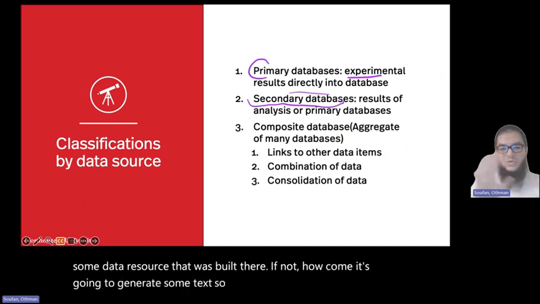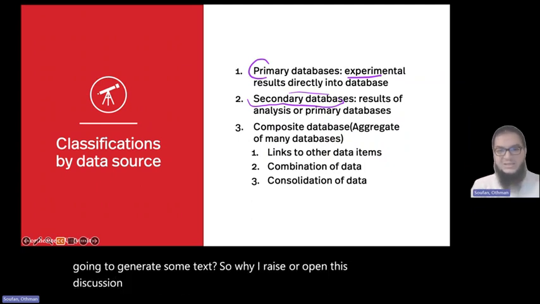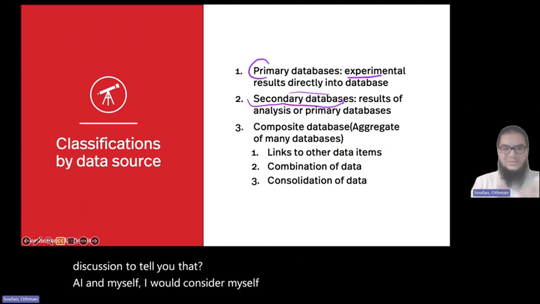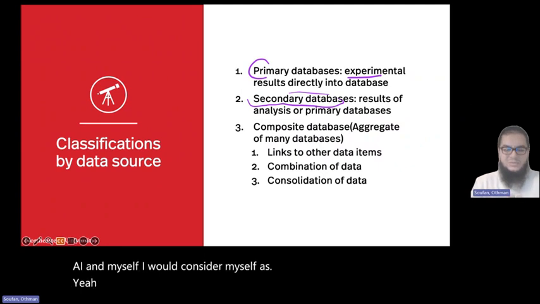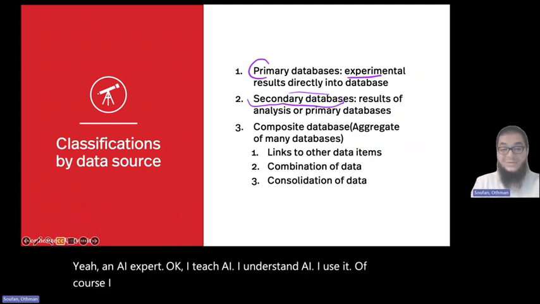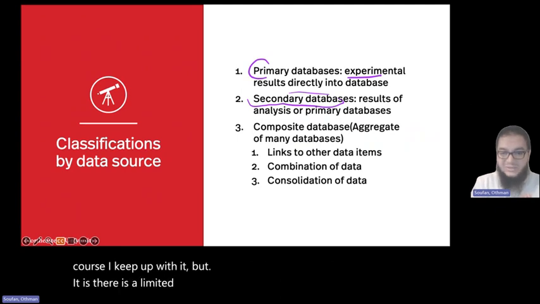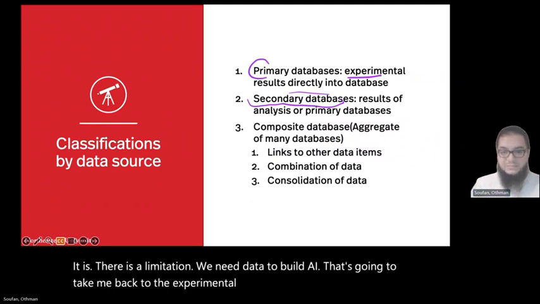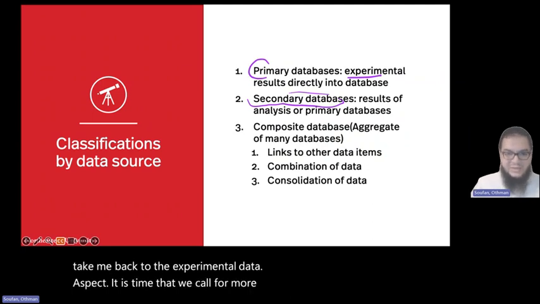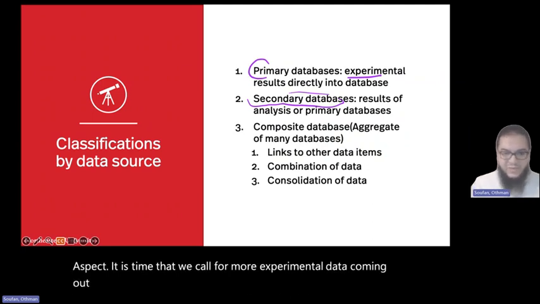So why I raise or open this discussion is to tell you that AI, and I would consider myself an AI expert, I teach AI, I understand AI, I use it, of course, I keep up with it, but there is a limitation. We need data to build AI. That's going to take me back to the experimental data aspect. It is time that we call for more experimental data coming out in the field of bioinformatics.